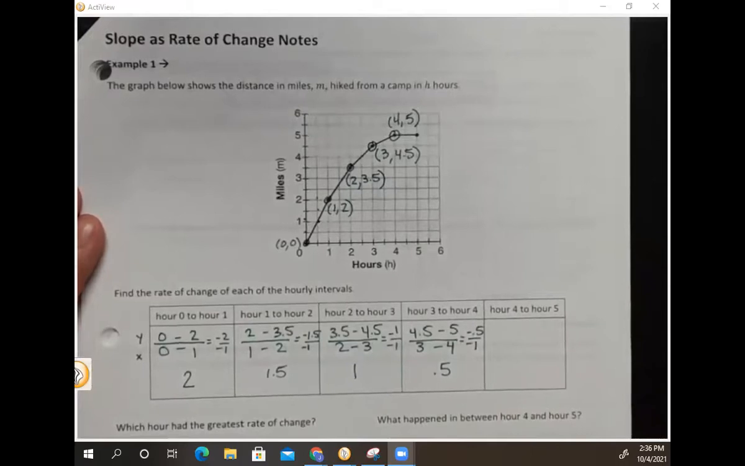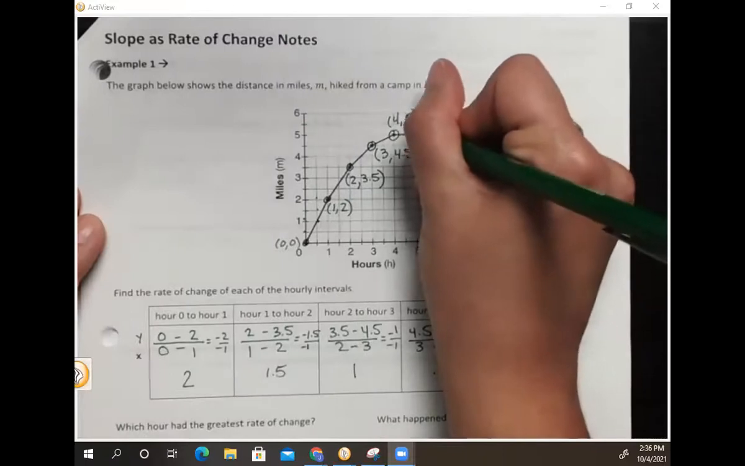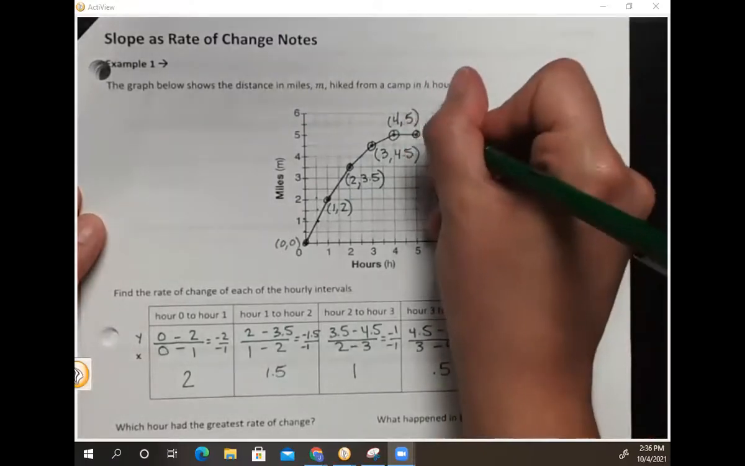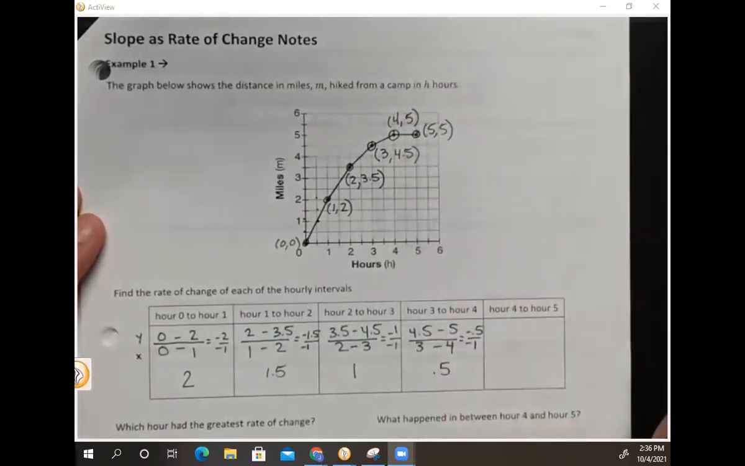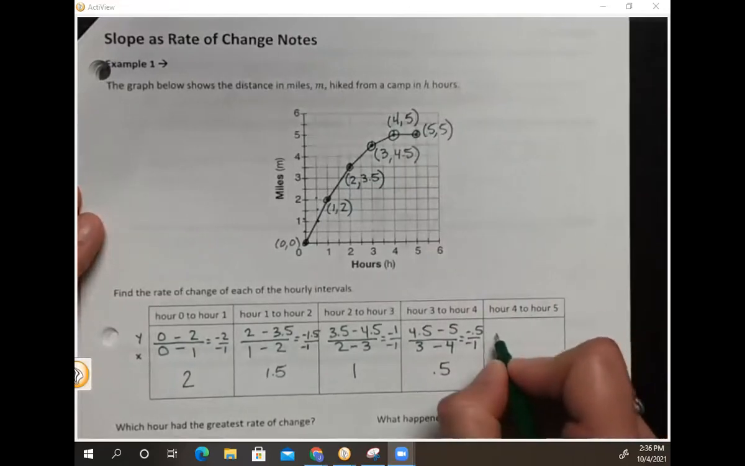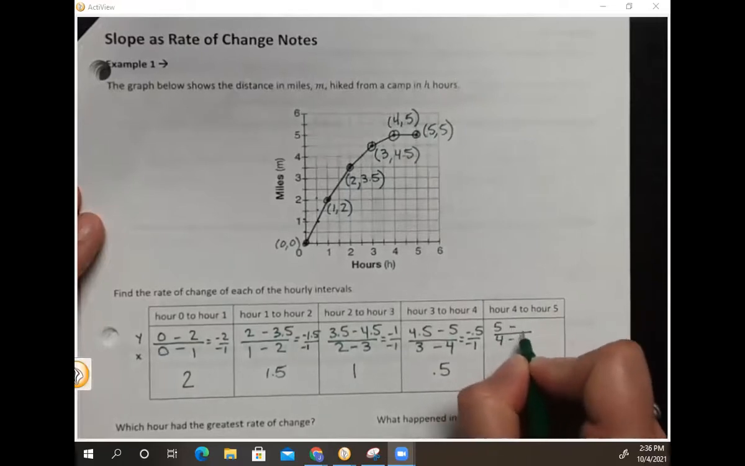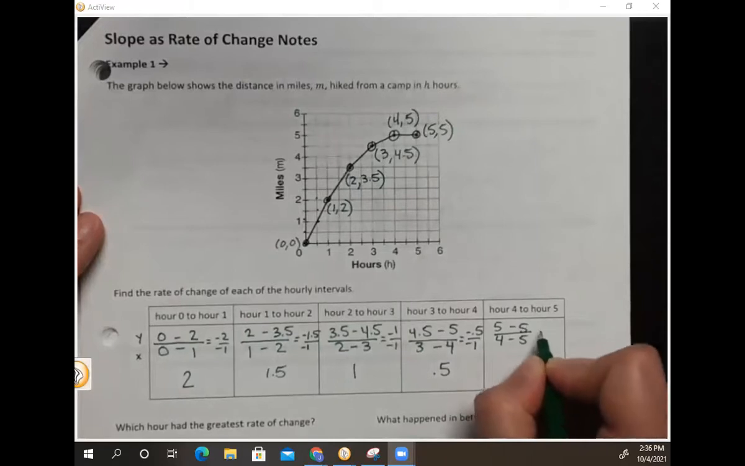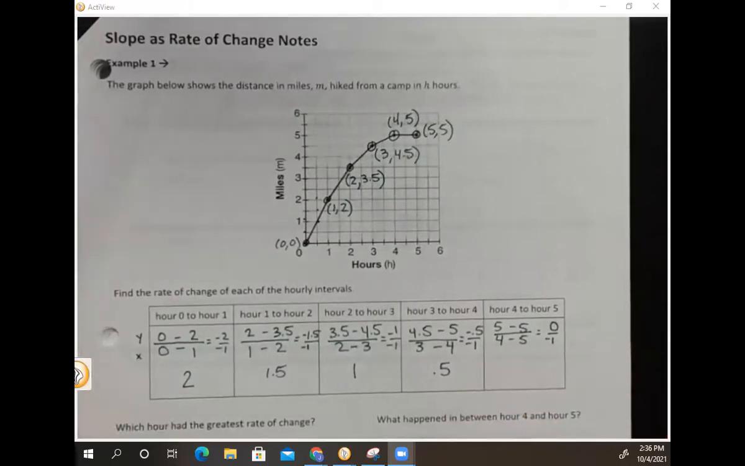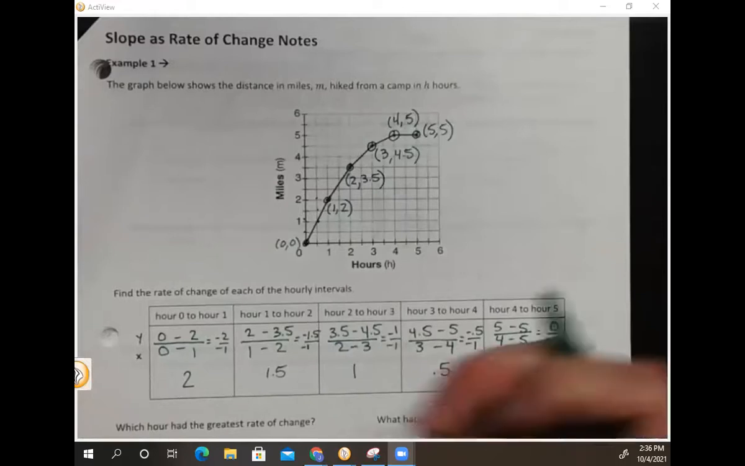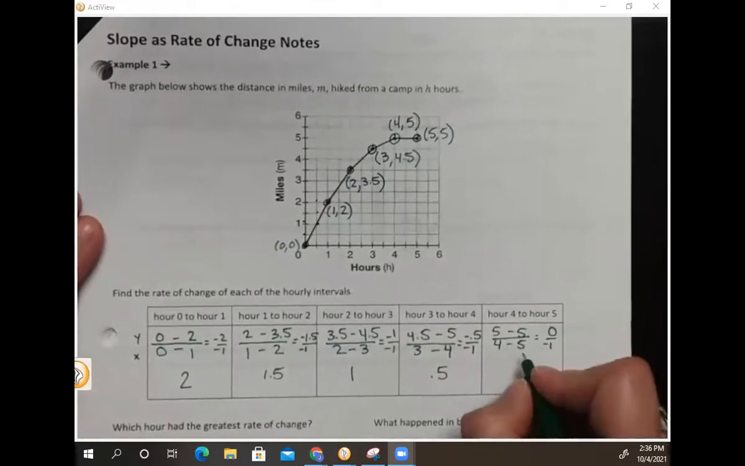And then finally, hour 4 to hour 5. So here's our point at hour 5, and that would be 5, 5. I'm going to find the slope one more time. So that's 5 over 4 minus 5 over 5. So I get 0 over negative 1 this time. And then reduce, 0 divided by negative 1 is just 0.